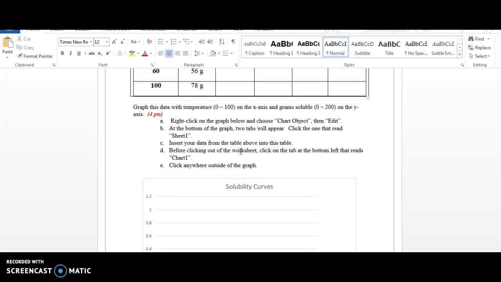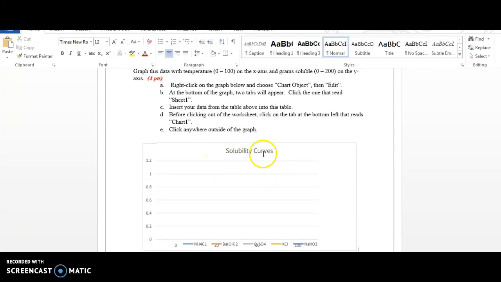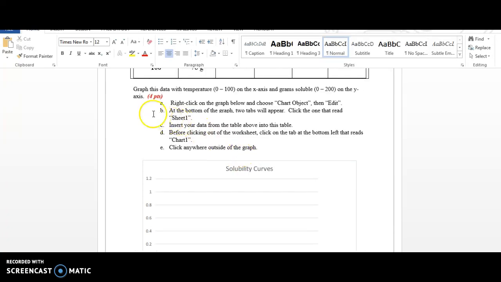So part 2 has to deal with the graph, which is a solubility curve. It is going to compare temperature with grams soluble. So temperature will be on the x-axis, grams soluble will be on the y-axis.